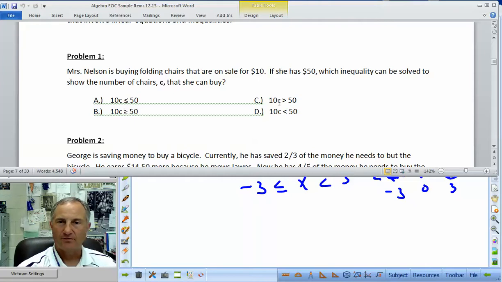Okay. Here it's saying you could spend more money than the 50. Same thing here. Here it's saying you're less. Well, we have $50, so we can spend up to that. So that's why the equals needs to be added. So it's A.